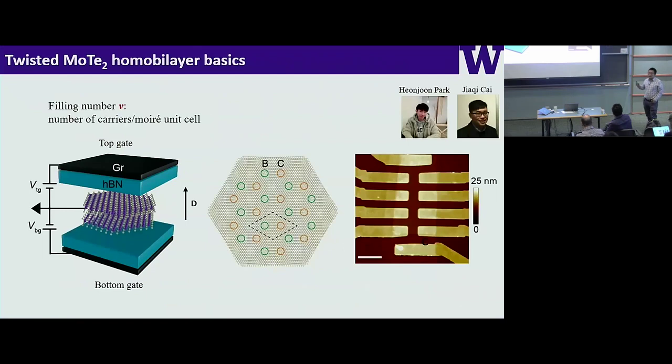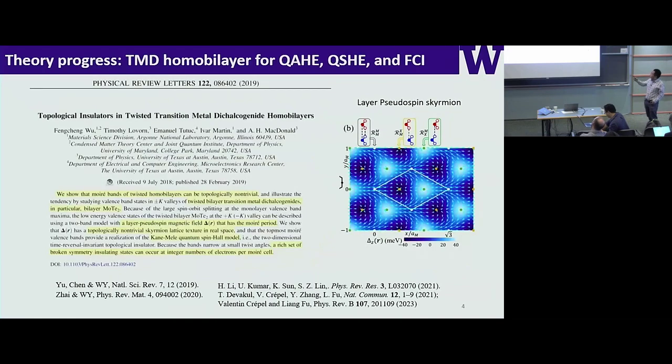Just quickly, we know twisted MoTe2, once you have this AA stacking and a little twist, we have this honeycomb lattice structure. And within a single unit cell, there are two energy-degenerate points. We call them B and C. They form this honeycomb lattice. What's important, as pointed out by Allan and Fengcheng, is that this honeycomb lattice has a layer pseudo-spin skyrmion texture. This makes twisted MoTe2 a platform to create these Kane-Mele models, and we have a flat Chern band at the top of the valence band.